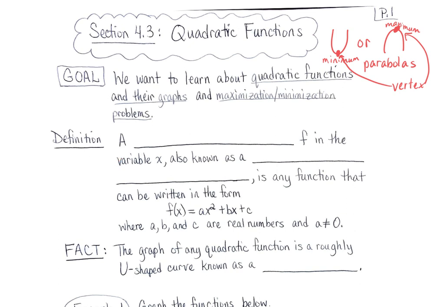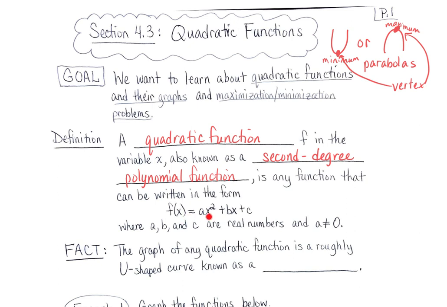A quadratic function f in the variable x, also known as a second degree polynomial function, is any function that can be written in the form f of x equals ax squared plus bx plus c, where a, b, and c are real numbers and a is not equal to 0.